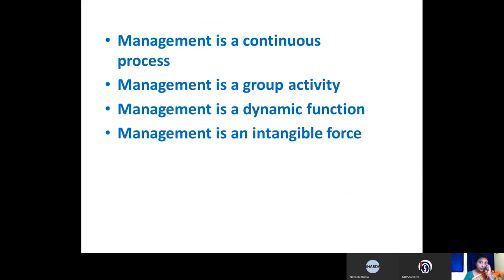Management is a continuous process. That is, you cannot say that I have done my management today in the morning and that is enough. No. It will be required continuously throughout the day, at various steps, and for various departments. It will be required for men, machine, and money. So management is a continuous process.